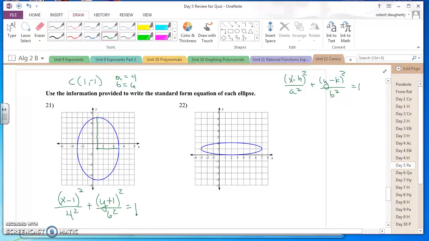If I look at the next one here, the horizontal distance from 7 to negative 3 is a distance of 10. So it's going to be 5 away. So this is the center right here. So my center is at 2, 1. And then a is equal to the distance from 2 to 7, which is 5. And the vertical distance from 1 to 2 is 1. So this is (x minus 2) squared over 25 plus (y minus 1) squared over 1 is equal to 1. Okay. Pretty easy.